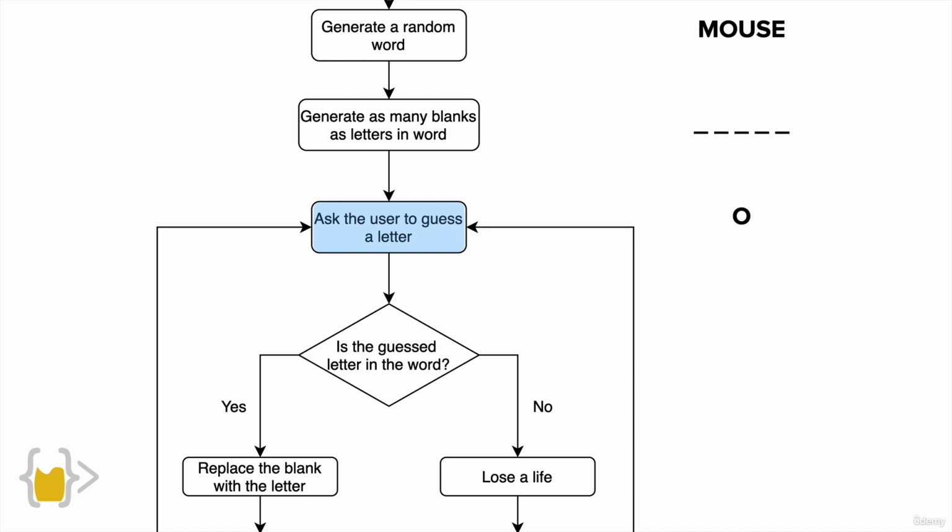Well, the next thing we have to check is the guessed letter actually in the word? Well, in this case, O is indeed in mouse. It's the one at the second position. And so we go down this path and we answer yes to that question. So now we get to replace that blank with the letter O.